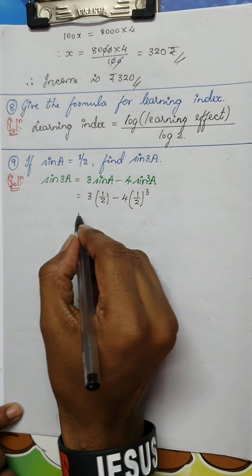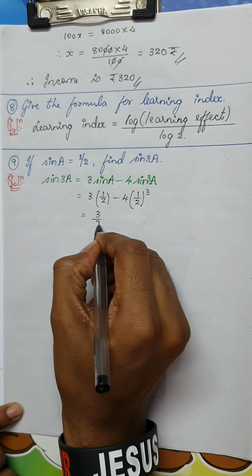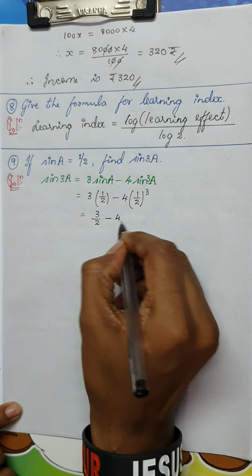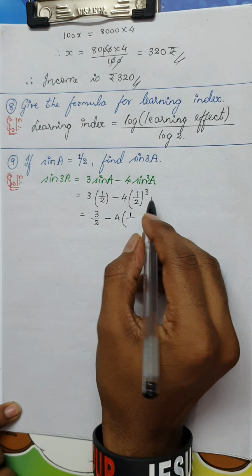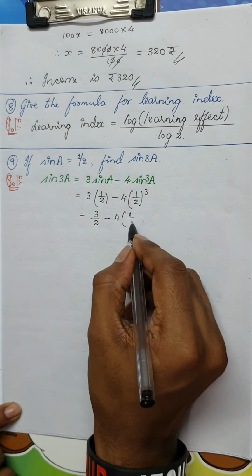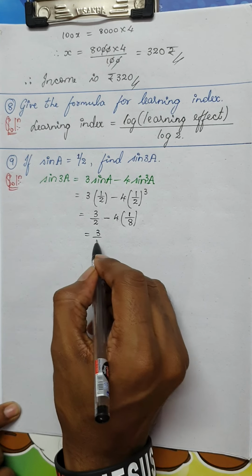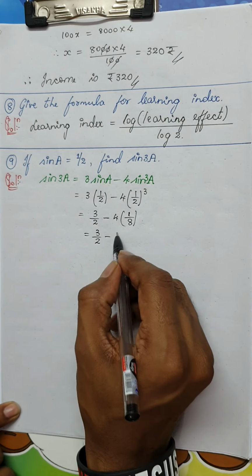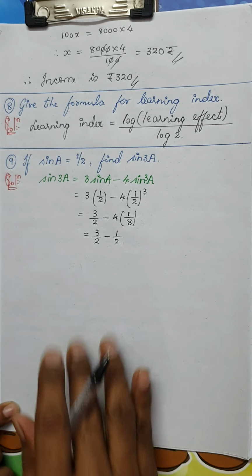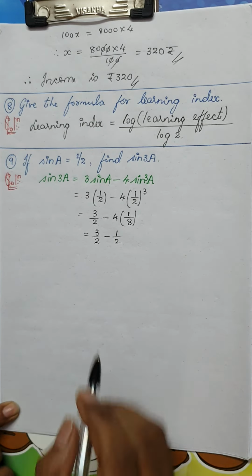So this would be equal to 3 divided by 2 minus 4 into 1 divided by, what is this? 2 cube is actually 2 2s are 4, 4 2s are 8. So this is nothing but 3 by 2 minus 4 1s are 4 over 8. Okay, so this is nothing but, the denominator is the same.